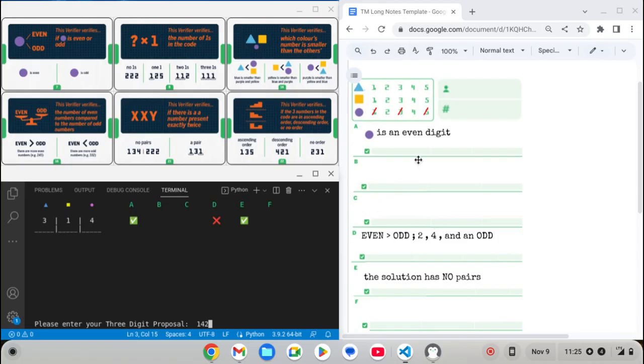Okay, so just to make sure, the last digit is even. There is a majority. You do have 2 and 4 and an odd, and there are no pairs. Yeah, so let's go ahead and try that out. Okay, so maybe we can deduce whether there's a 1 or not. So let's verify that, at least for my proposal, that triangle is the smallest. So let's go ahead and test C. Okay, yes, so triangle is the smallest.